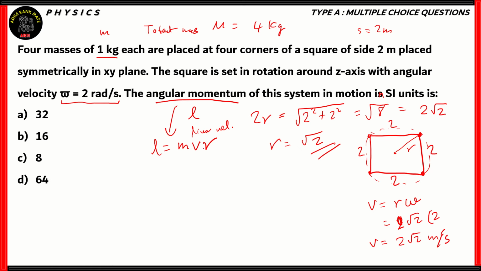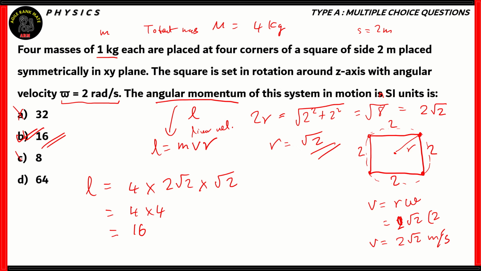Now that we know the velocity, the mass, and the radius of the circular motion, we can calculate the angular momentum. So L here turns out to be 4 times 2 root 2 times root 2. So 2 root 2 times root 2 gives you 4. So the angular momentum in SI units turns out to be option B, which is 16. So therefore the correct answer to this question is option B, 16.